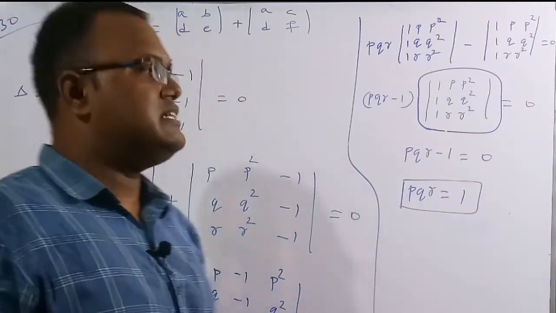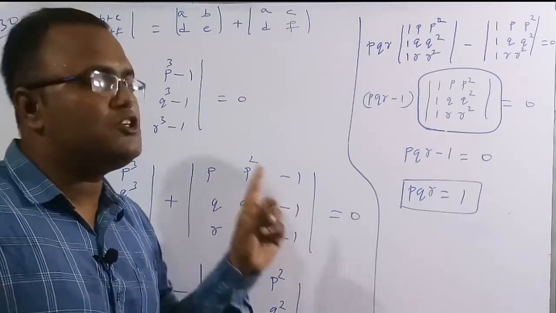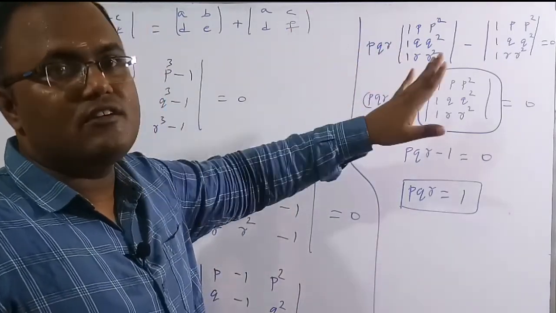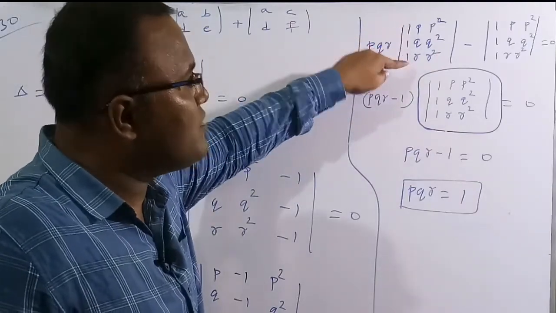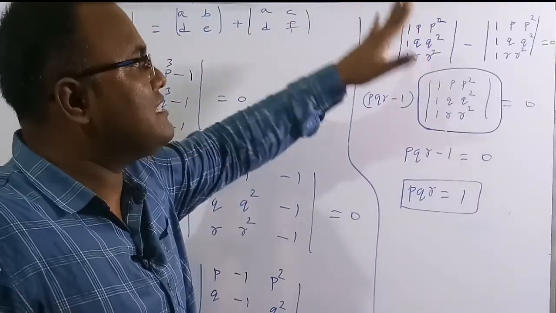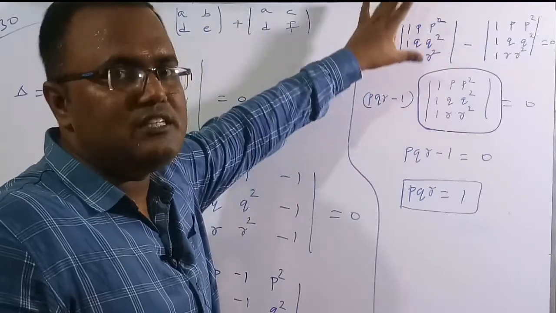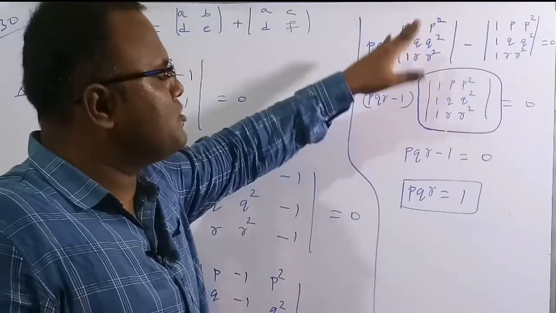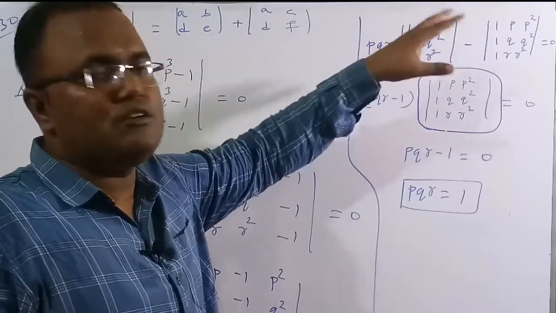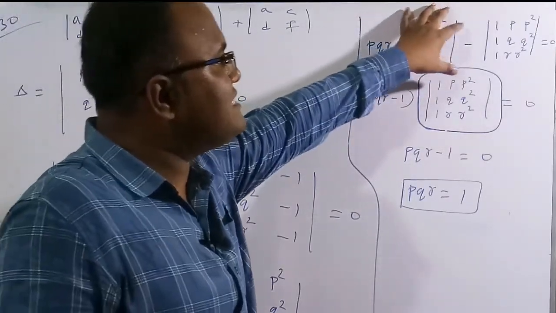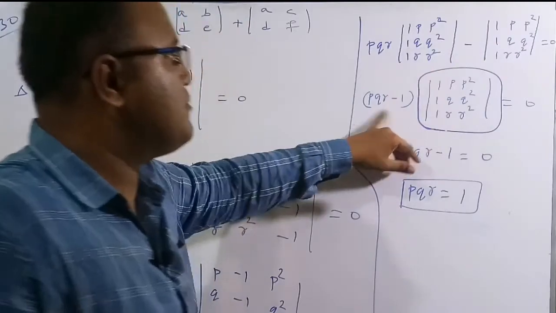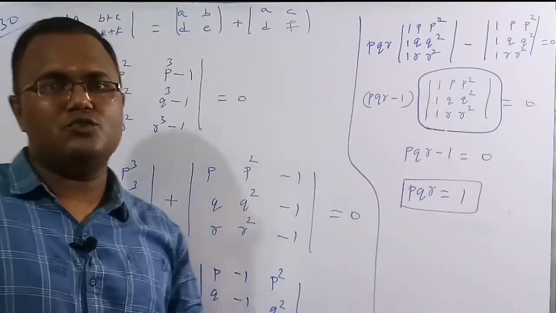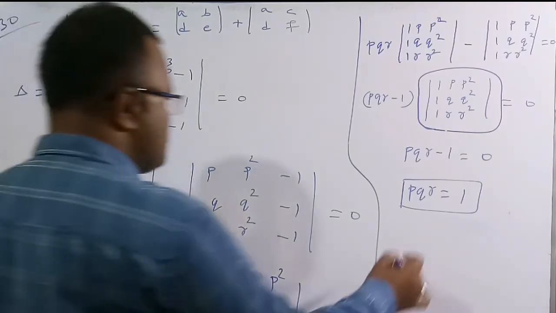We can conclude that, as the question gives P, Q, R different, this determinant will always be not equal to 0, because each and every row is independent of each other. So the rank is always equal to 3, and the determinant is not equal to 0. Therefore it is a finite value, because it is a determinant. So I take this as common between these two terms: PQR minus 1. If you equate it to 0, we get PQR is equal to 1. This is the correct solution of this question.